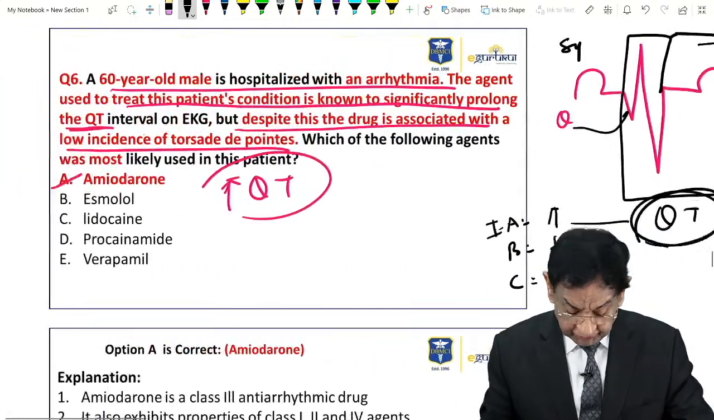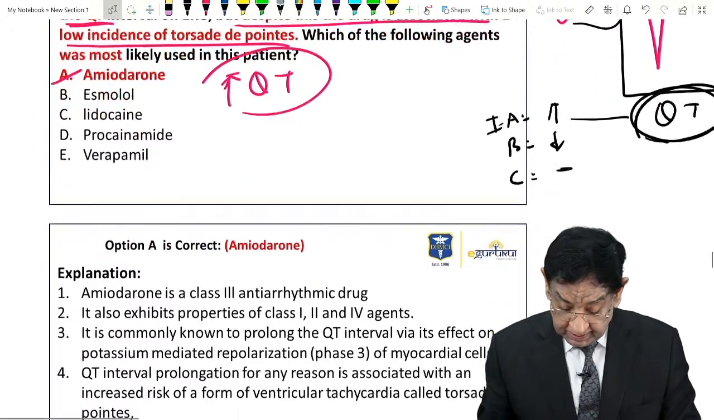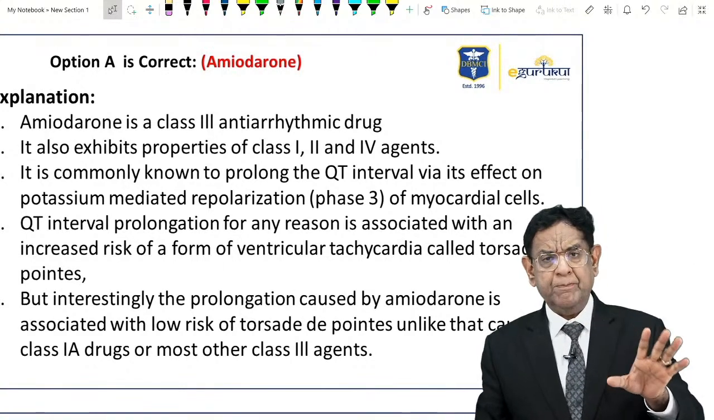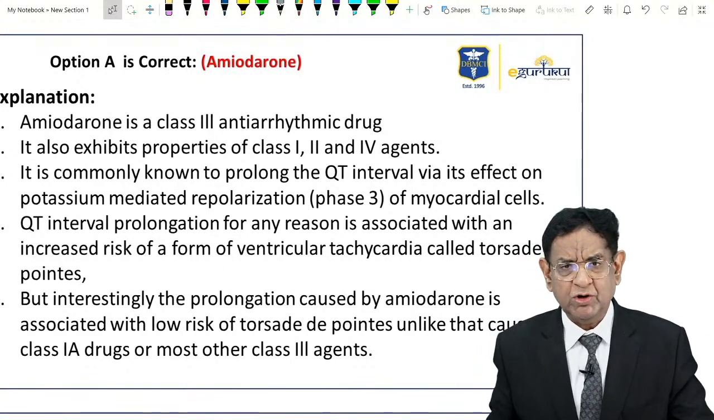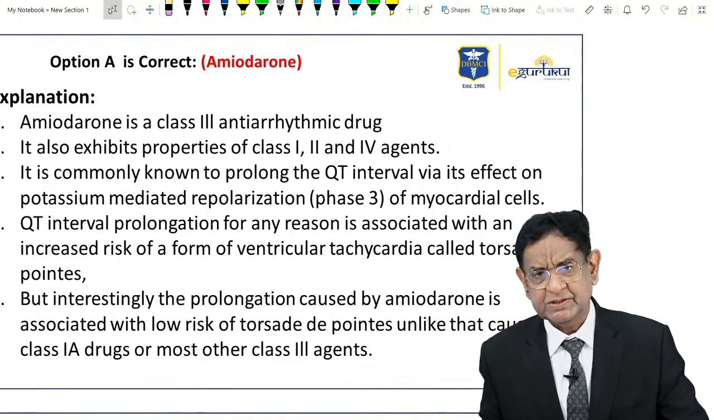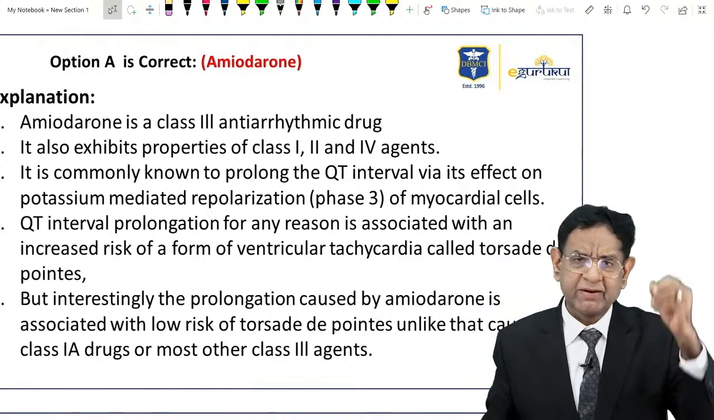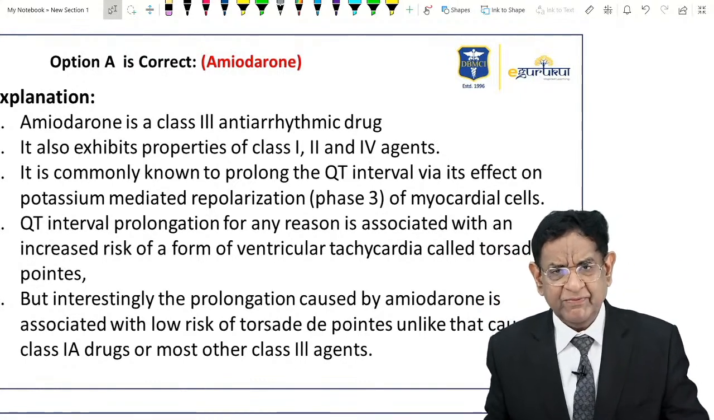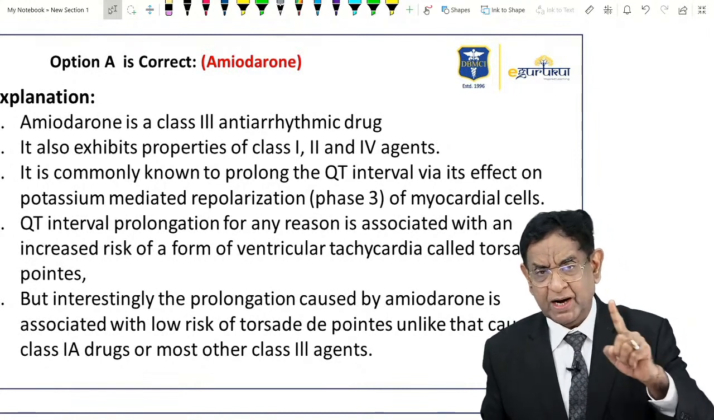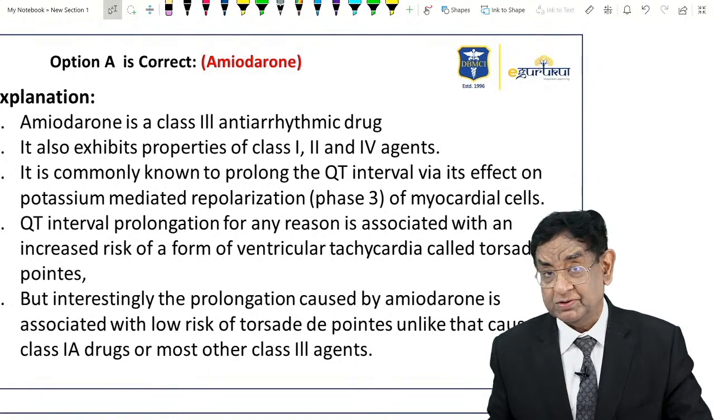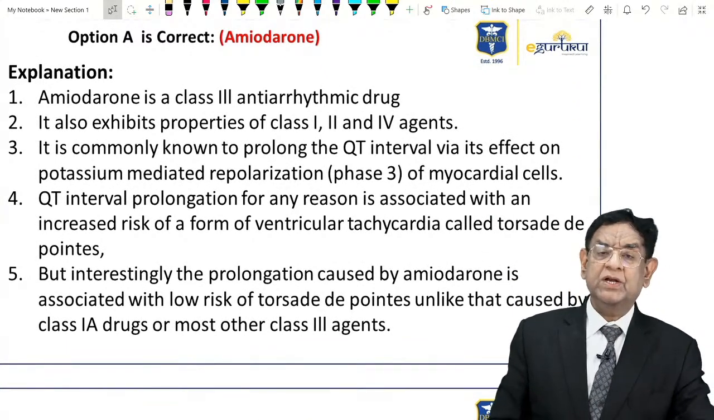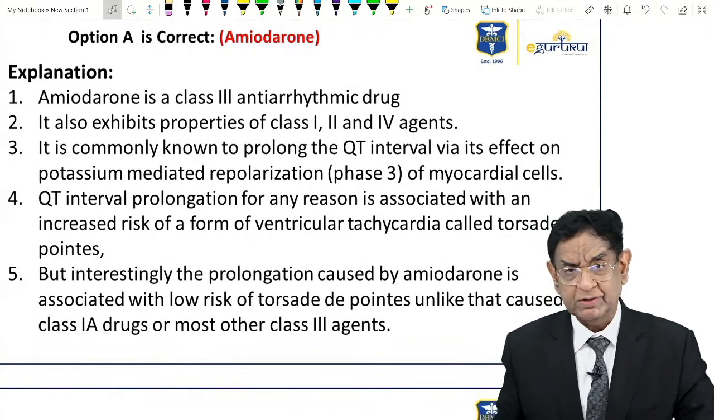With this background, let's talk about amiodarone. Amiodarone is one of the most important drugs. In fact, whenever they talk about antiarrhythmic drugs, the examiner has to ask a question. He will talk about amiodarone invariably. 95% chances are there that the question on antiarrhythmic drugs will be on amiodarone. This you should know in and out. Okay, let's talk and learn more about amiodarone.